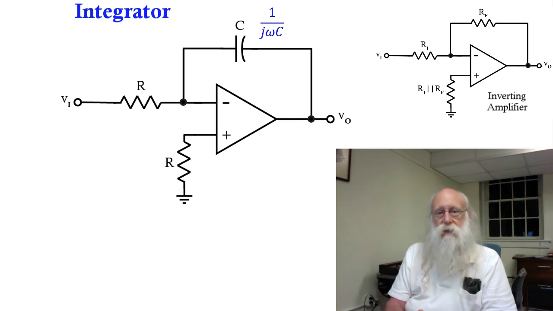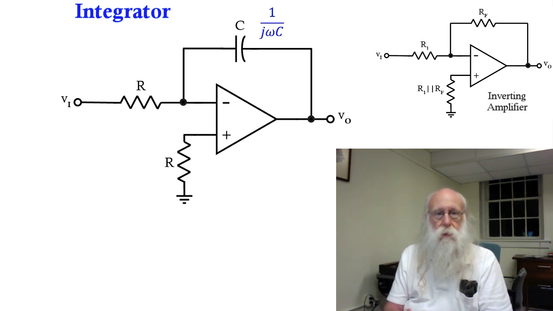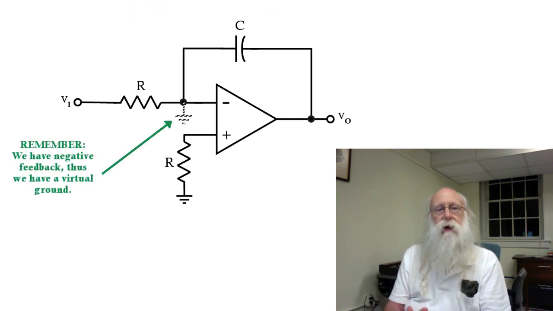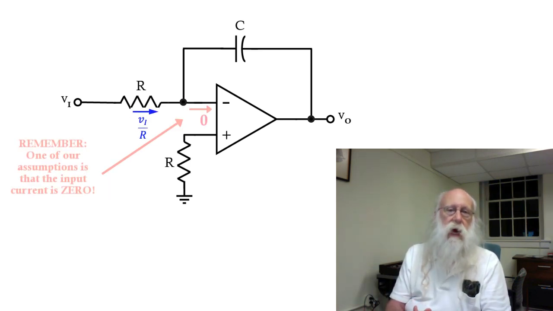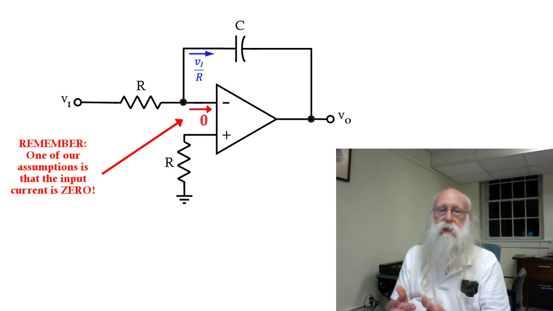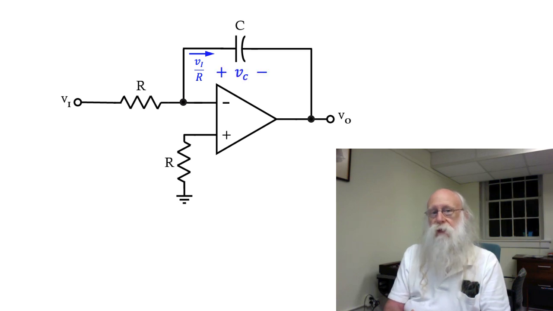Okay, let's talk about how this little puppy works. Just as in the inverting amplifier, the current through the input resistor is V sub I over R. All of that current has to go through the capacitor since it cannot enter the inverting input. Now recall that the VI relationship for a capacitor is given by capacitor voltage as a function of time is equal to 1 over C times the integral of the current into the capacitor with respect to time.